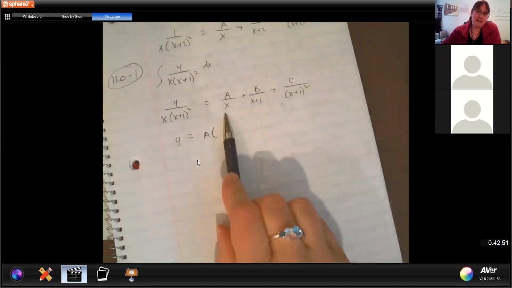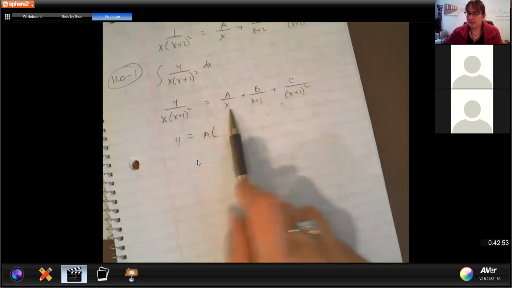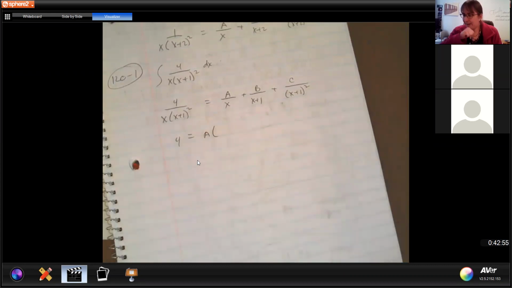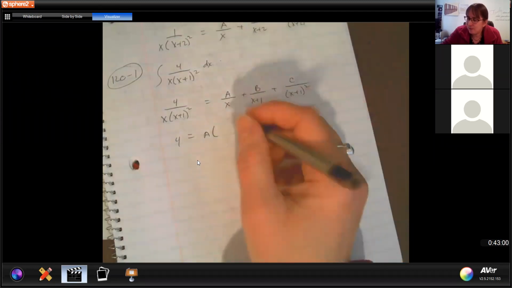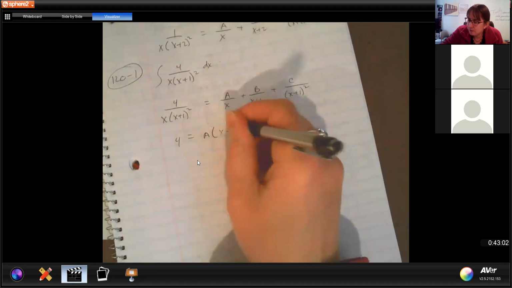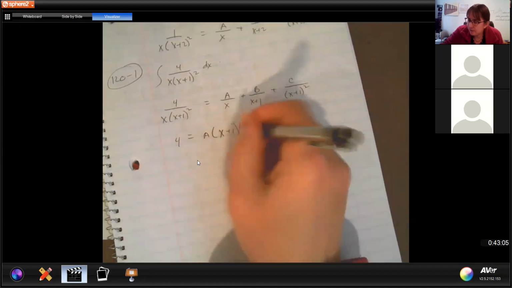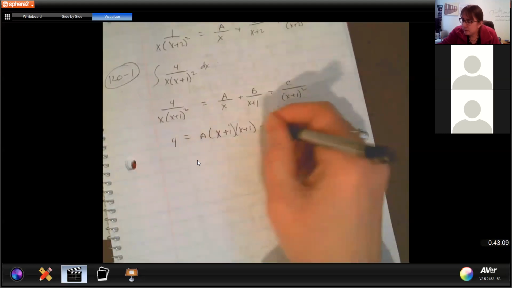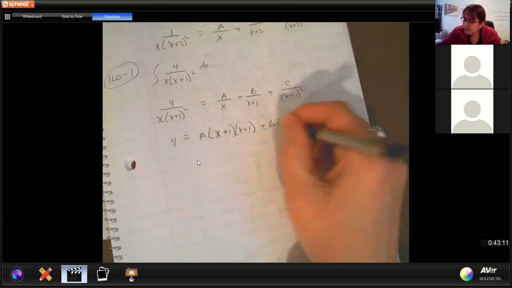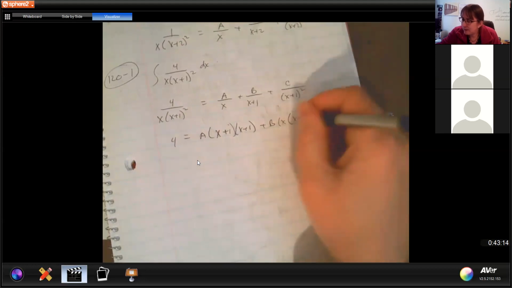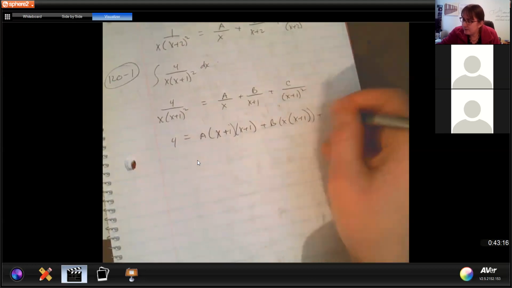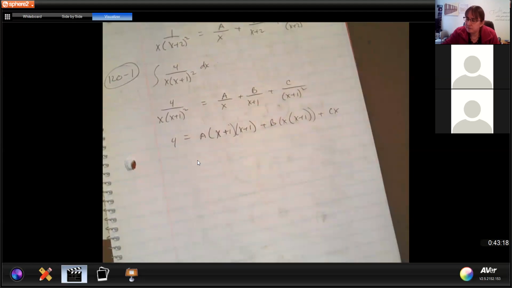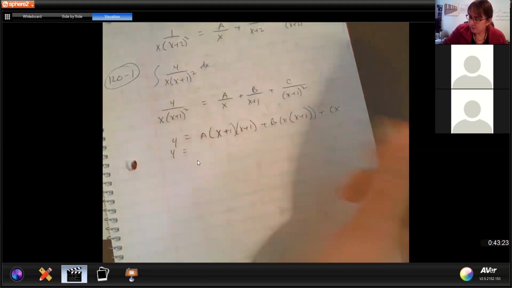Just getting the common denominator on the right side of the equation. And that common denominator is x times (x plus 1) squared. So A is only missing (x plus 1) squared. I'm just going to write it this way because I have to FOIL it out. B is missing x and an x plus 1. And C is only missing an x to get the common denominator. Simplify.